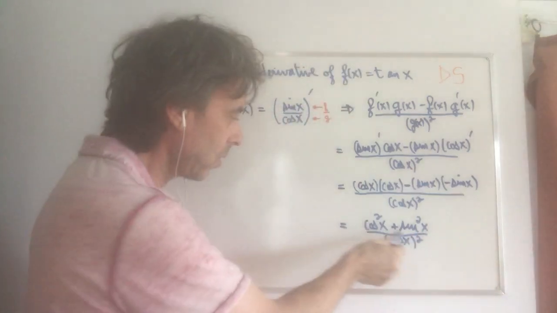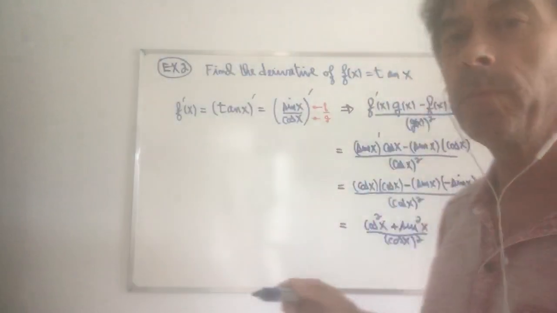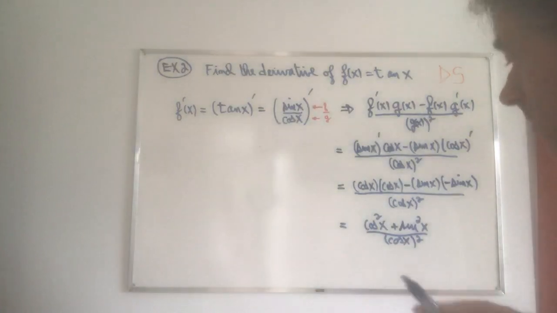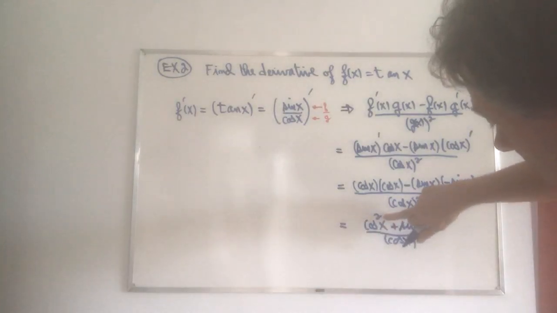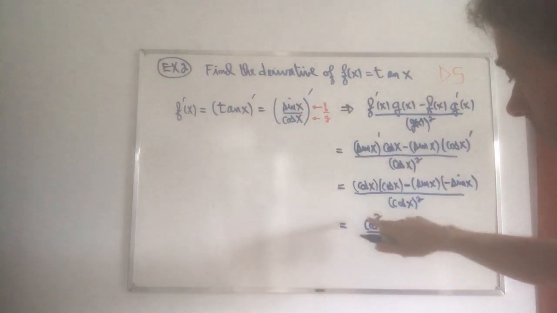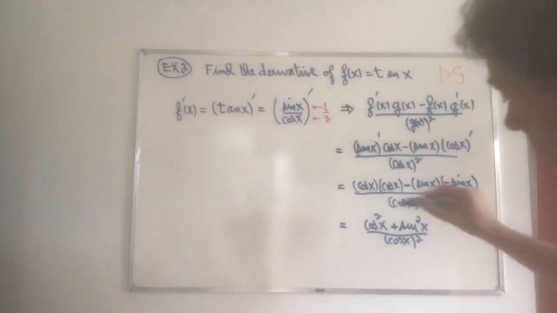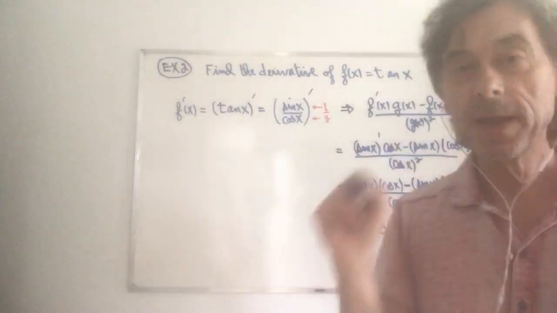Once again, don't cancel cos squared and cos squared, which, by the way, I have written in two equivalent ways. This is cos squared. This is cos squared. These two, you're going to see them alternatively written one way and the other. They both mean the same thing. And no, I cannot cancel them. But what can I do?